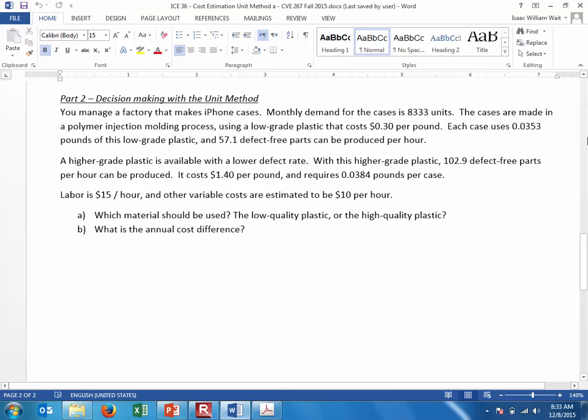And then in part B, once you've calculated those estimates on a monthly basis, find out how much this idea is worth on an annual basis. This is just some employee's suggestion to switch to the higher grade plastic. So let's see what the annual savings could be if the suggestion is implemented.